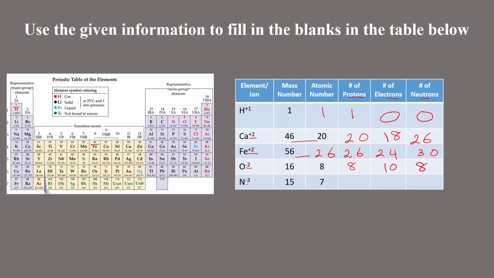For nitrogen, which is -3, means it has 3 more electrons. Atomic number 7 means number of protons is 7, number of electrons is 3 more than protons, which is going to be 10, and the number of neutrons is the difference between these two. Number of neutrons is 8.